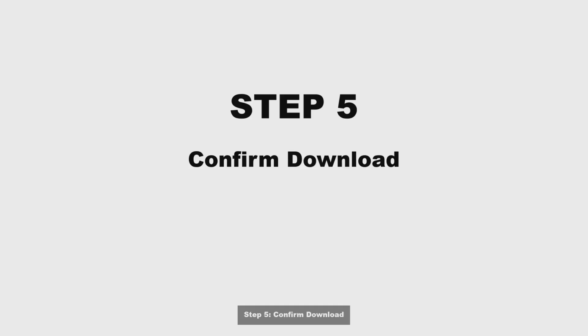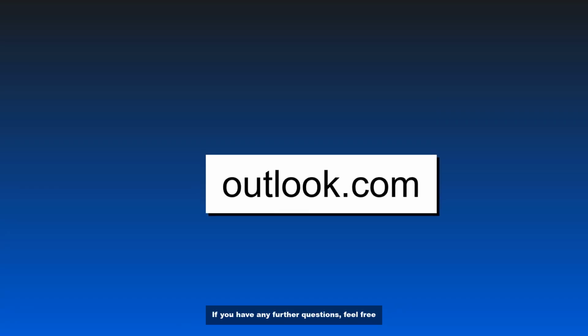Step 5. Confirm download. Once the file is pasted in your chosen location, you have successfully downloaded your account data. You can now access this file for backup or transfer purposes. By following these steps, you can easily download your account data from Outlook 2026. If you have any further questions, feel free to consult the Outlook help resources.